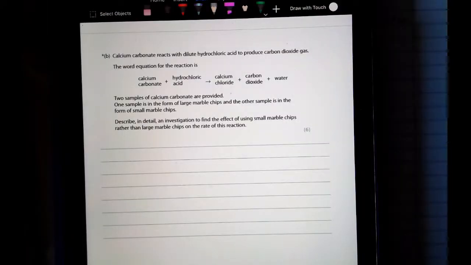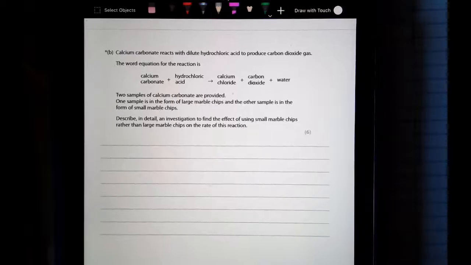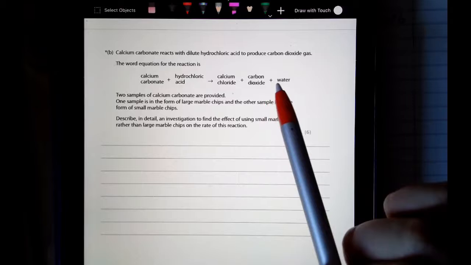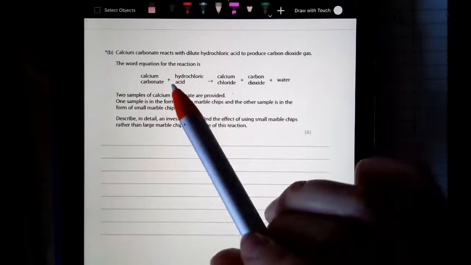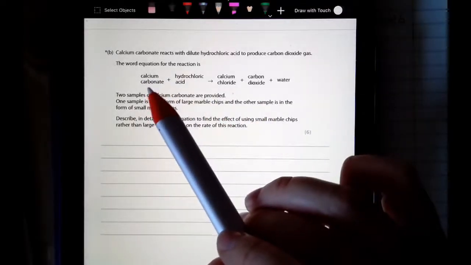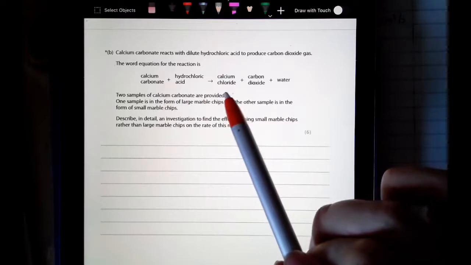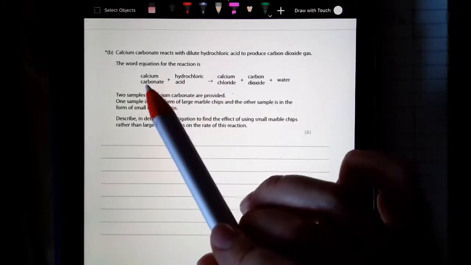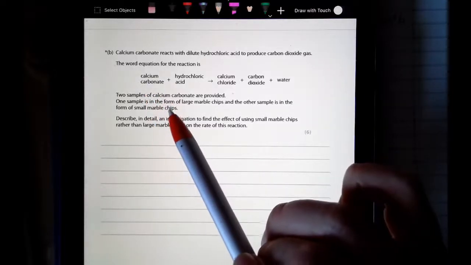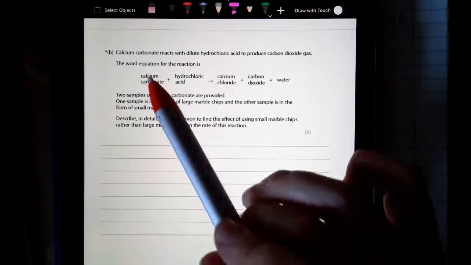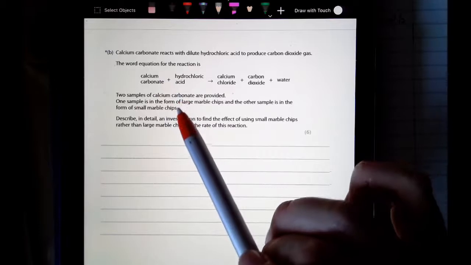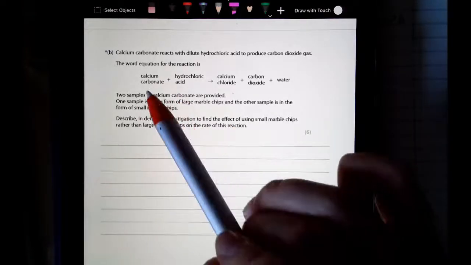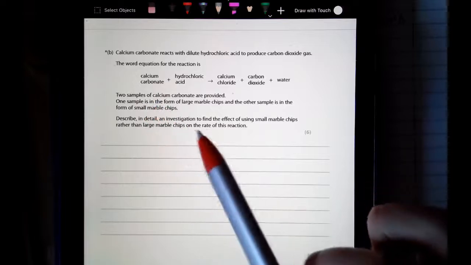Just look at one more question. This is a 6 mark. They give you a reaction and they want you to describe an investigation that would allow you to see the effect of the size of calcium carbonate on the rate of this reaction. So in one experiment, you're going to use large marble chips, and in the other, you're going to use small marble chips. And you have to describe how you would measure the rate of these reactions, and you would just have to describe the effect that changing the size of the surface area is going to have on the rate.